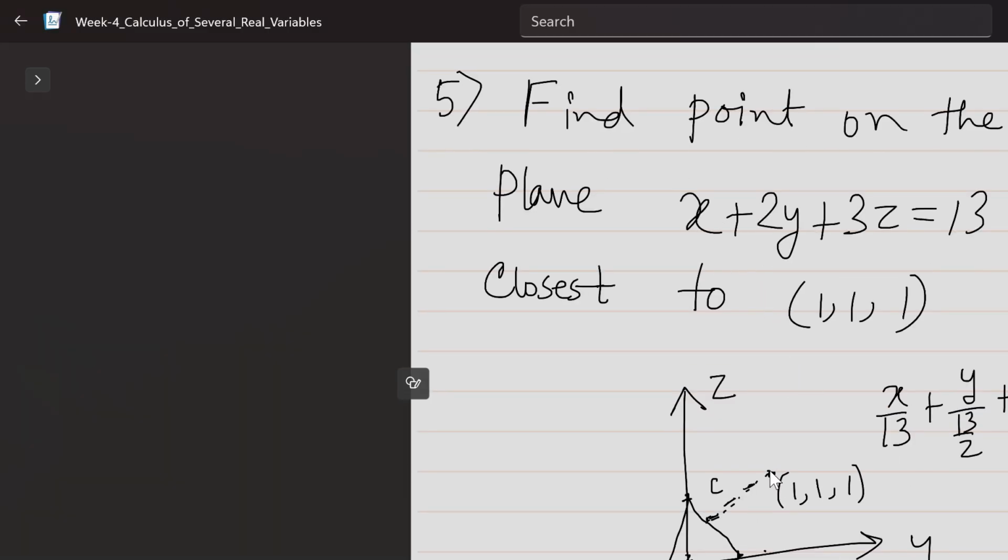Here, suppose 1, 1, 1 is here. You are traveling perpendicular here. So the perpendicular can be here. No need to go to 0, 0, 0. Okay. I am drawing again. Understand?